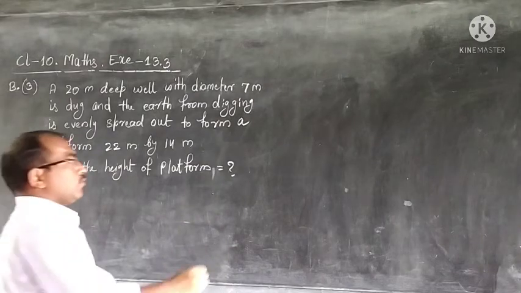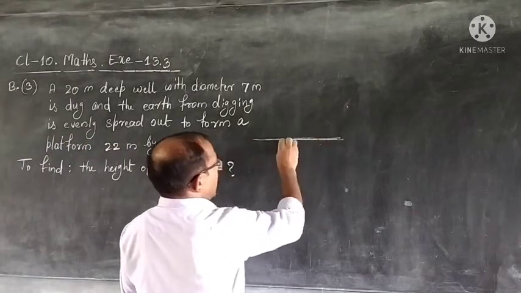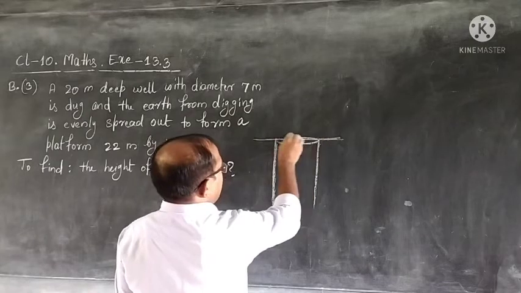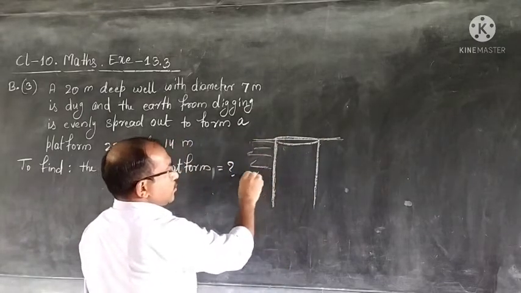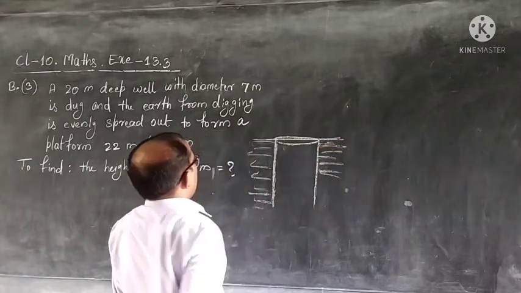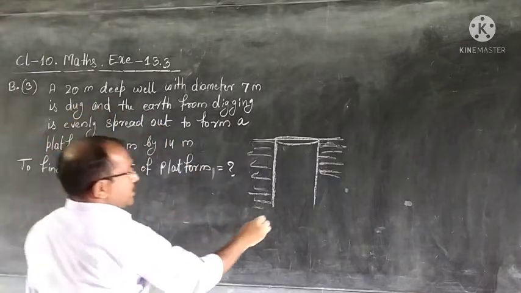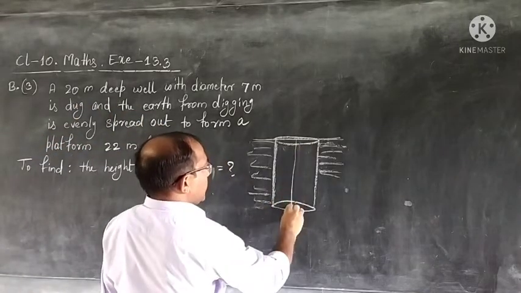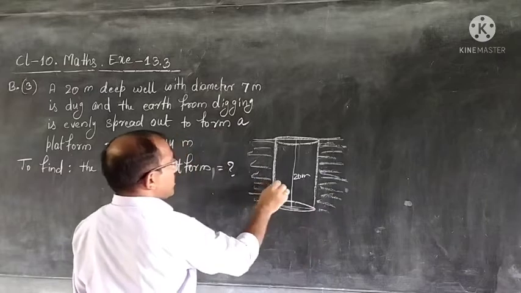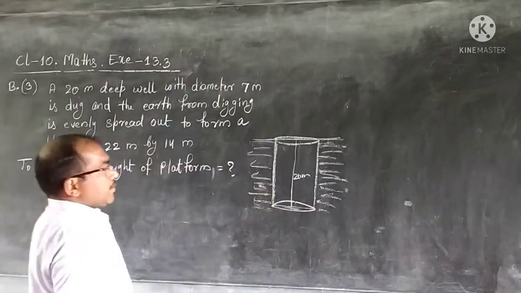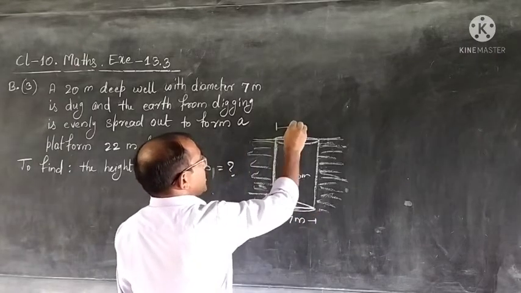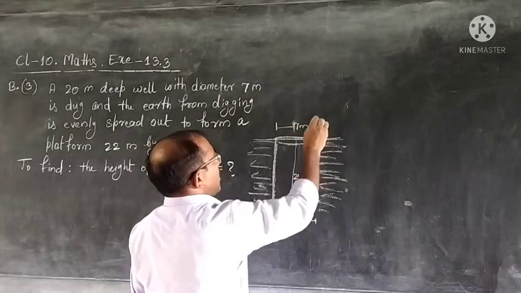So, what is happening here? We are digging a well. You might have come across seeing a well. The well will be underground, it is dug, this whole part is underground. The depth of the well is 20 meter. Then the diameter is 7 meter from one end to another, so the radius will surely be half of that, 7 by 2 meter.